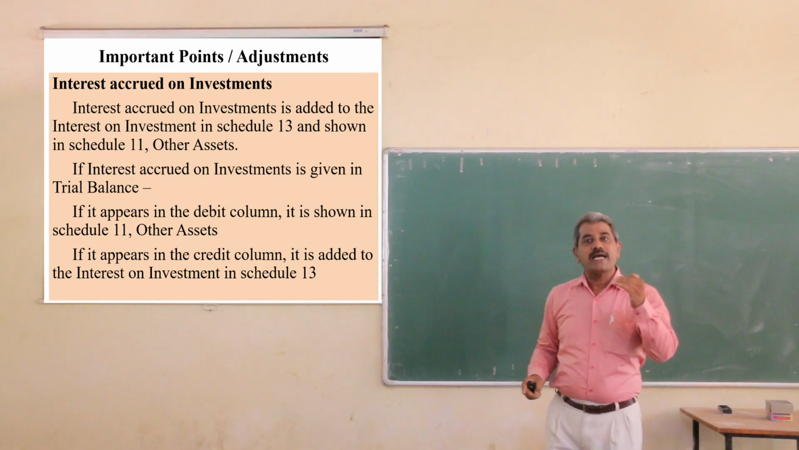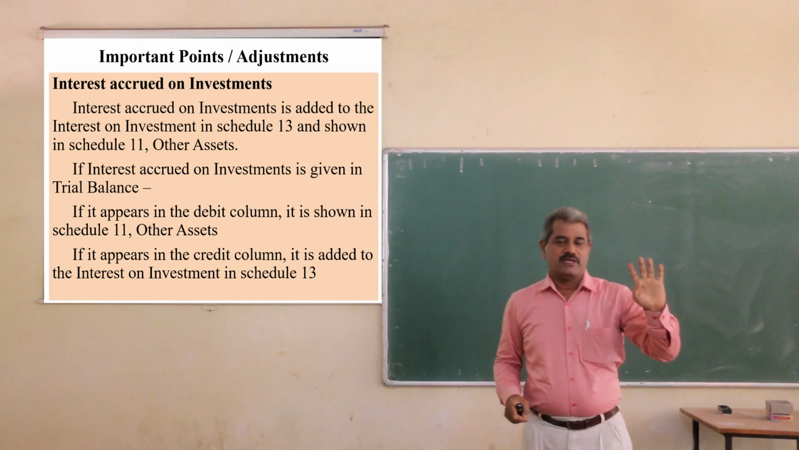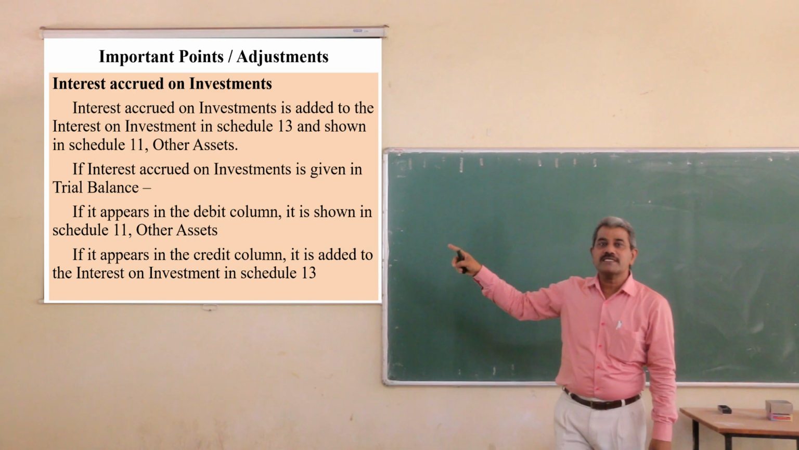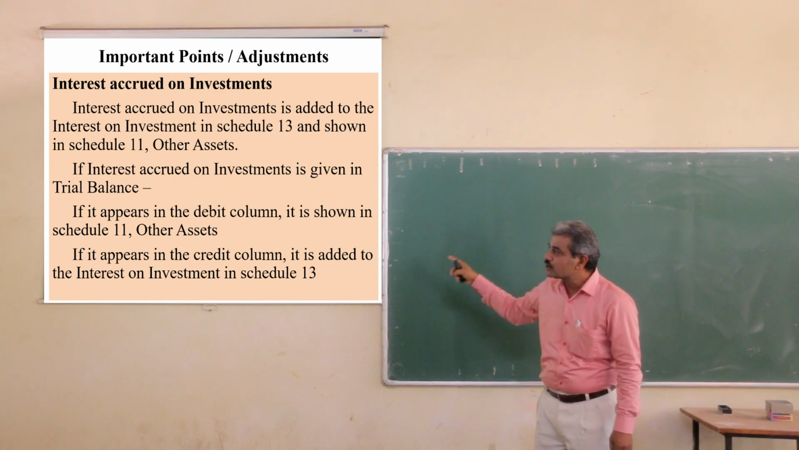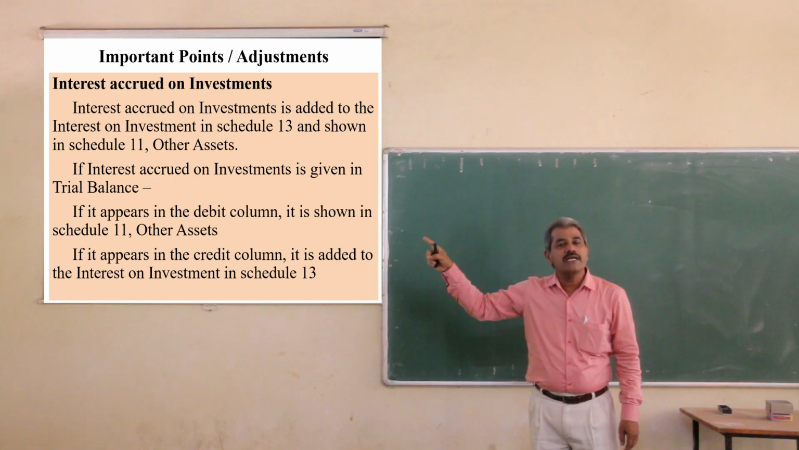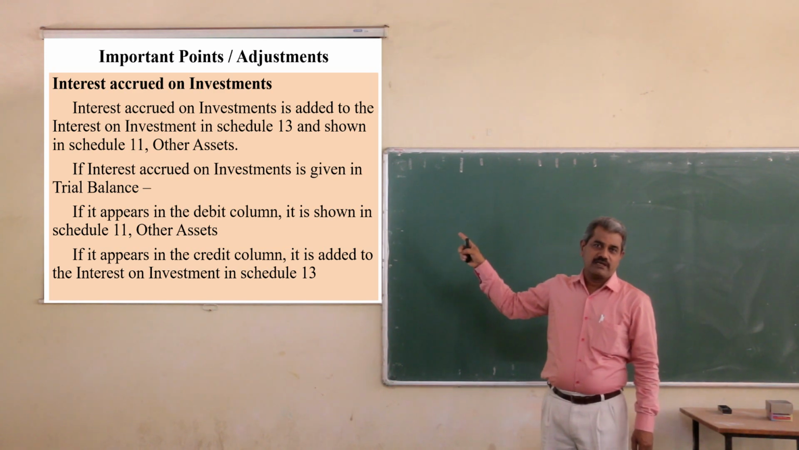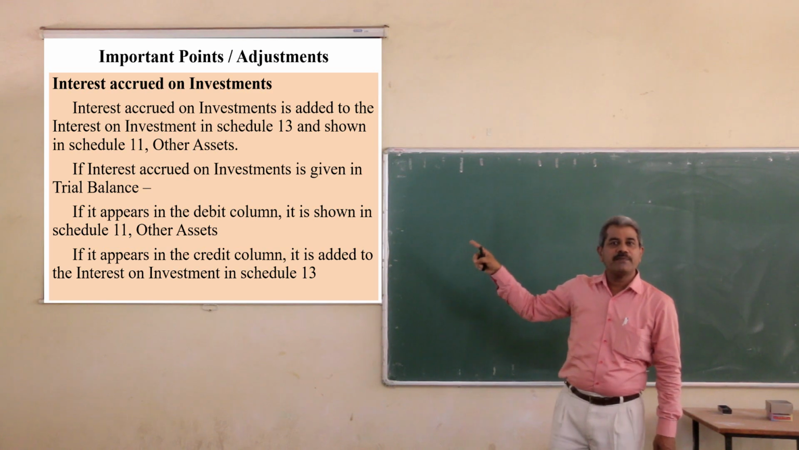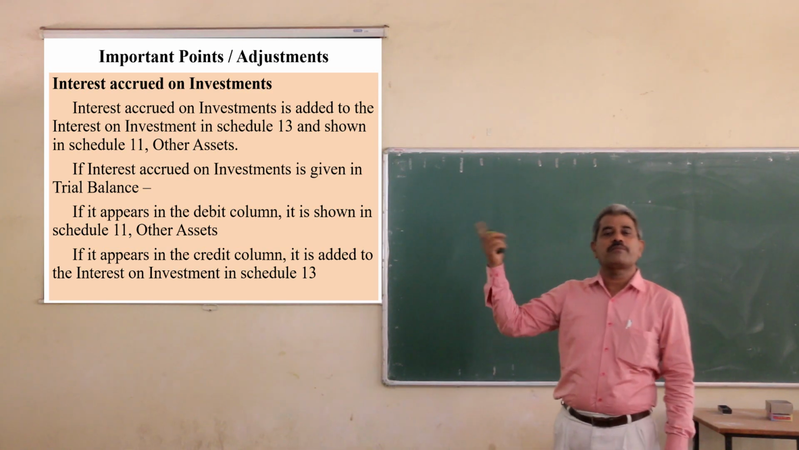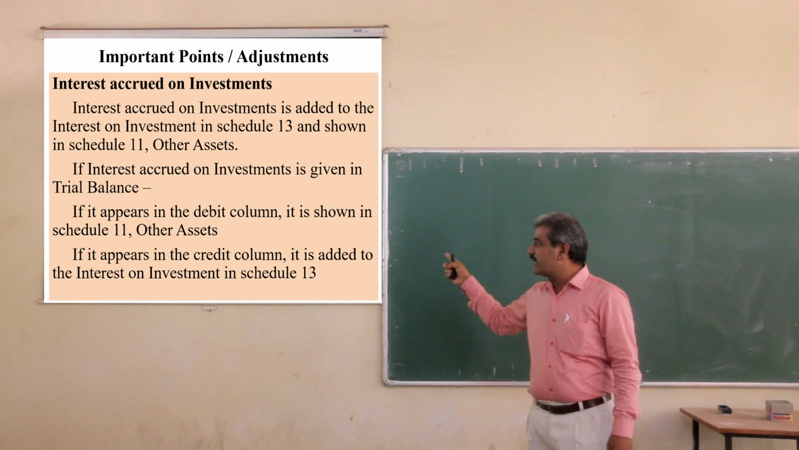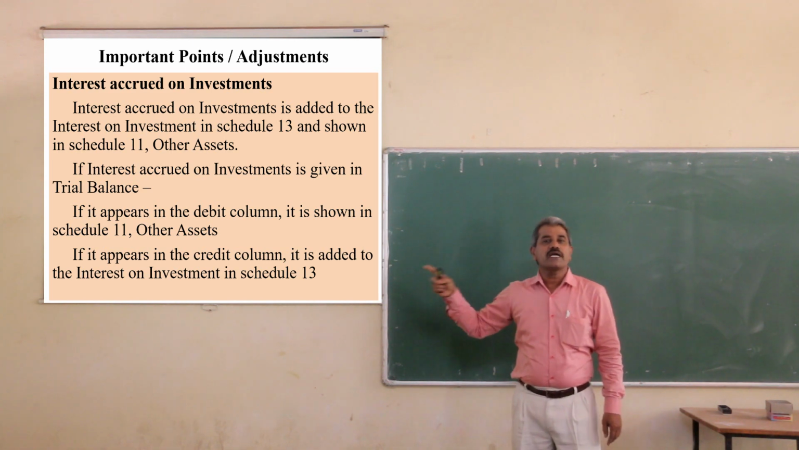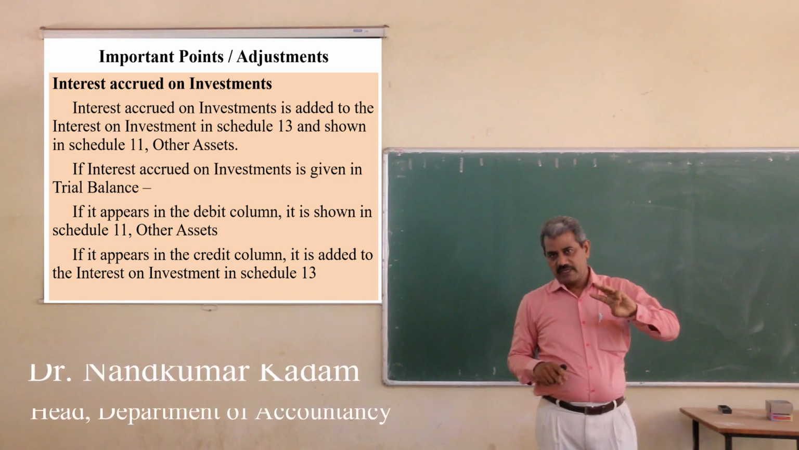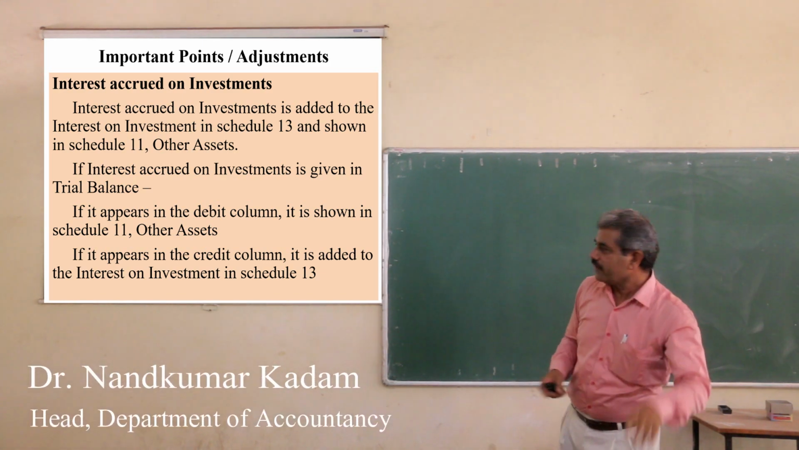If it appears in the trial balance, then if it appears in the debit column, it is to be shown in schedule number 11, other assets. And if it appears in the credit column of the trial balance, then it is to be added to the interest on investment in schedule number 30.